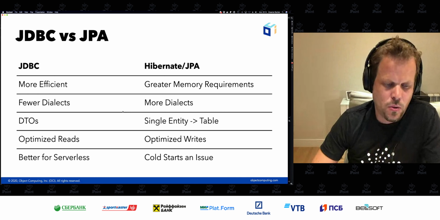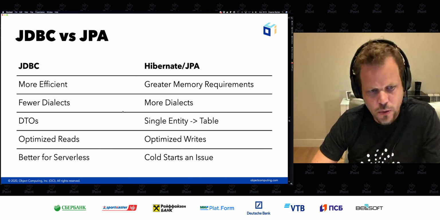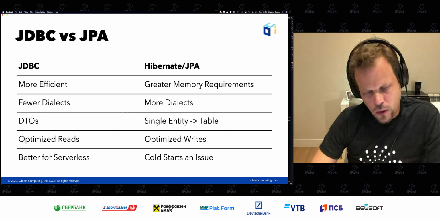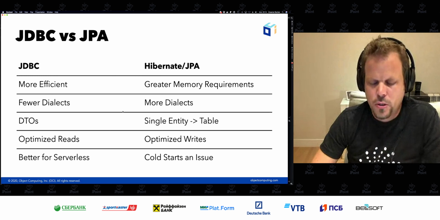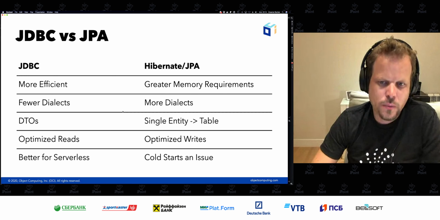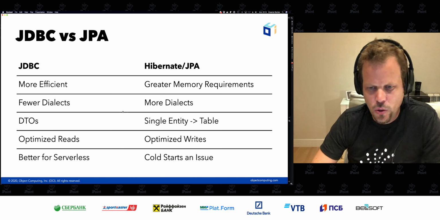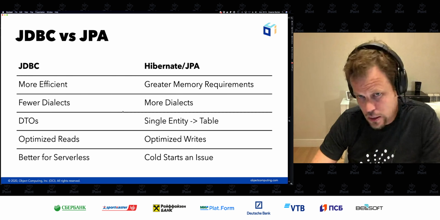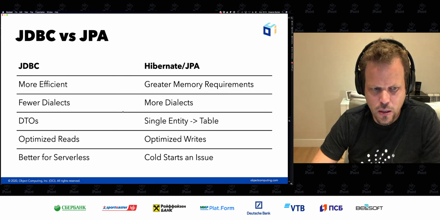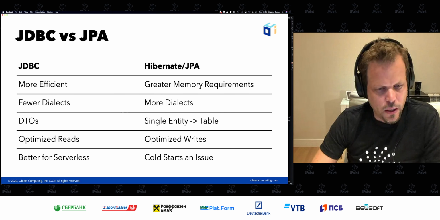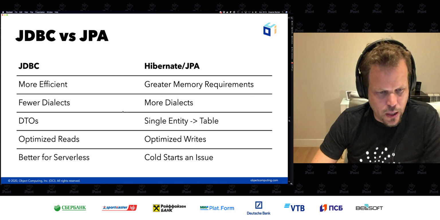Micronaut Data JDBC is also focused around the use of data transfer objects for querying. You might have lots of different objects to retrieve just the right amount of data that you need, whilst the Hibernate API tends to be focused on the single entity to table model. And although you can use DTOs, and you should use DTOs with Hibernate, it's generally not the way the thing is marketed and documented. But that's generally the way things are.